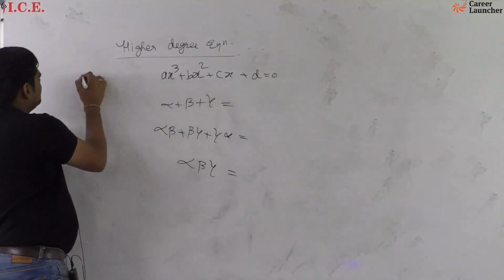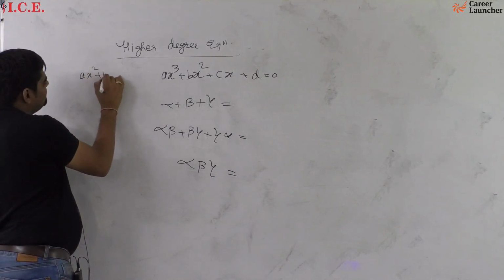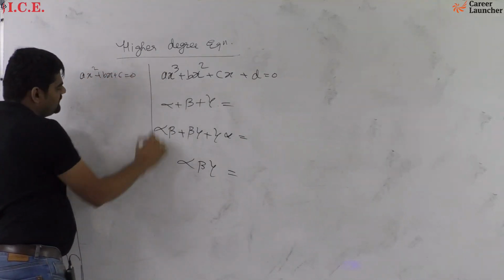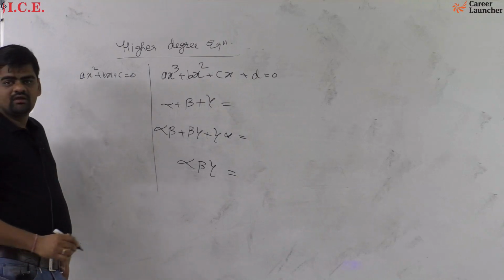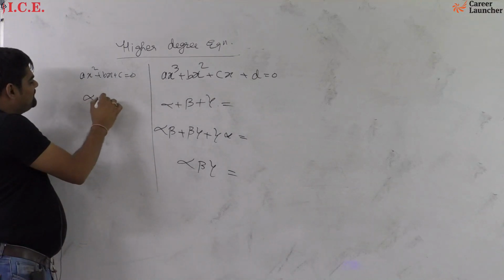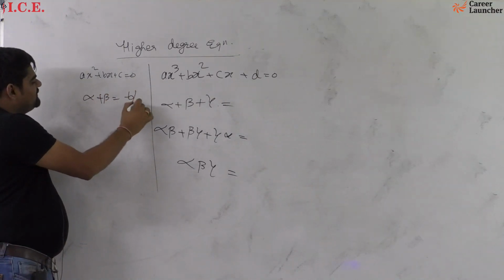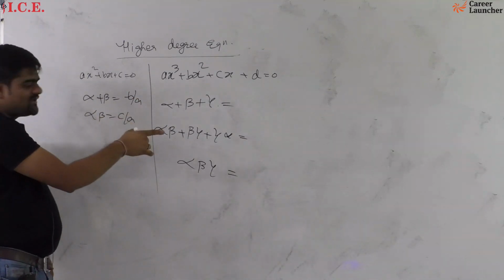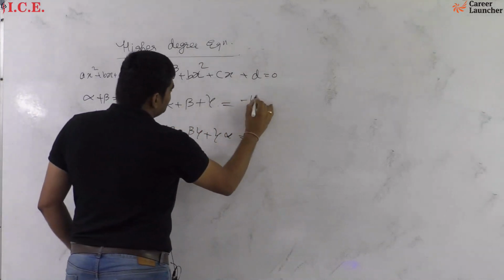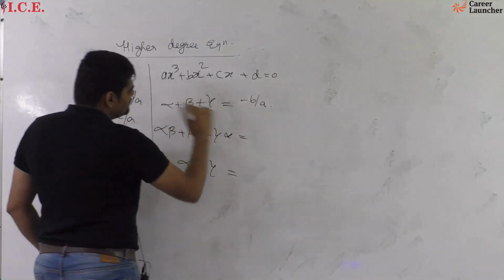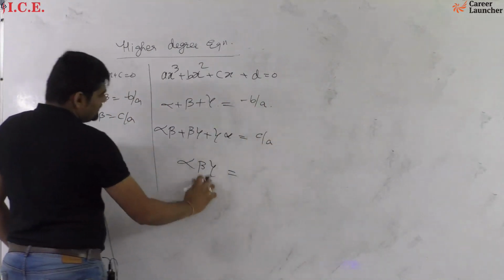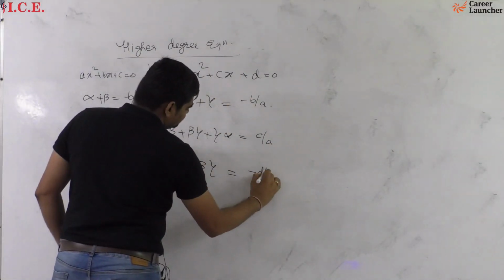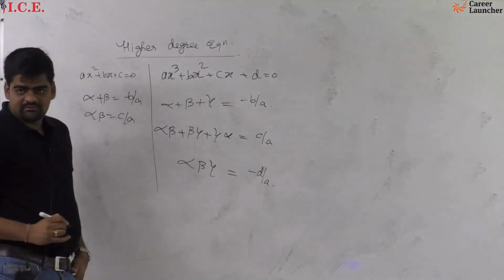If you remember, for ax square plus bx plus c equal to 0, the quadratic equation, alpha plus beta was minus b by a, and alpha beta was c by a. Same is the case here. Alpha plus beta plus gamma will be minus b by a. The product of 2 will be c by a. The product of all 3 will be minus d by a. Clear what I am trying to say?